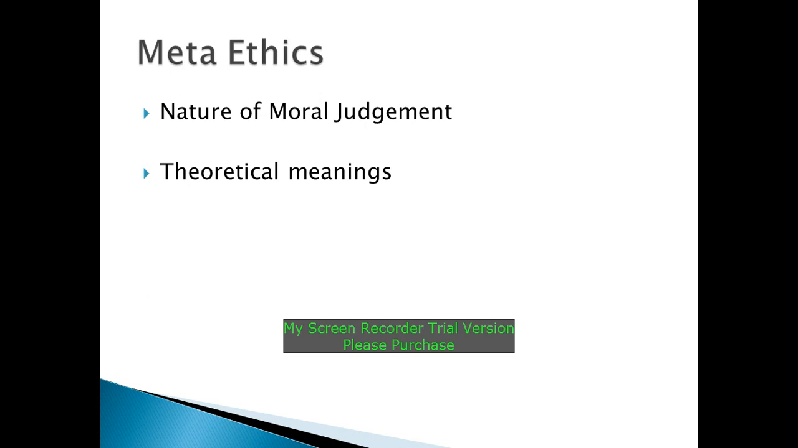Meta-ethics deals with the nature of moral judgment. It takes consideration of the origins and the meaning of ethical principles. It is also concerned with the theoretical meaning and reference of moral propositions and how their truth values may be determined.